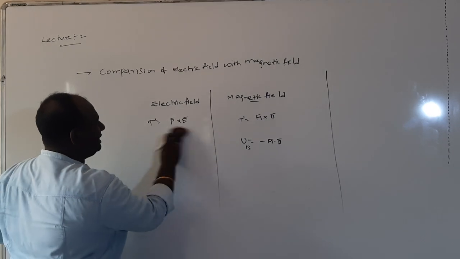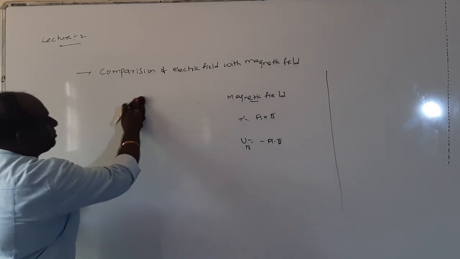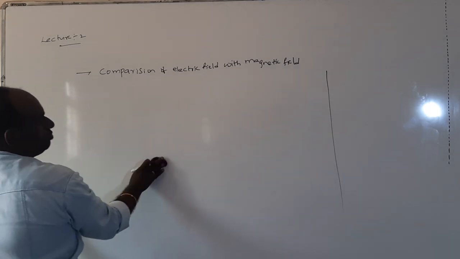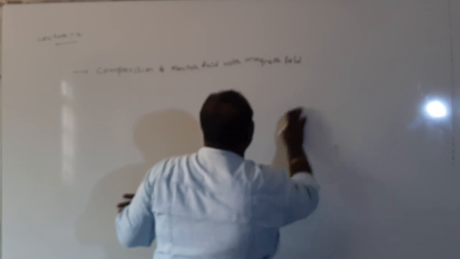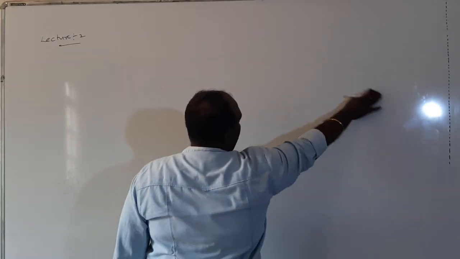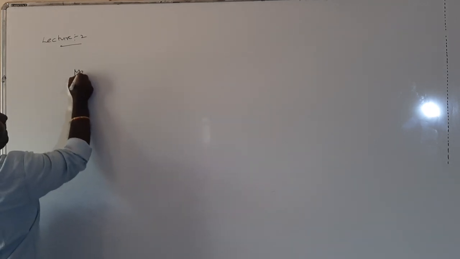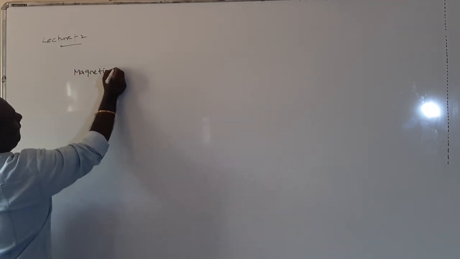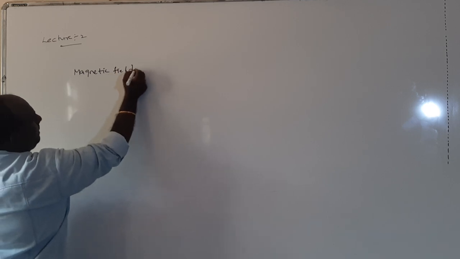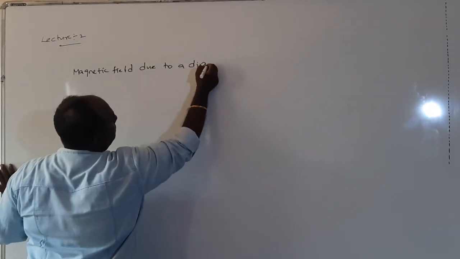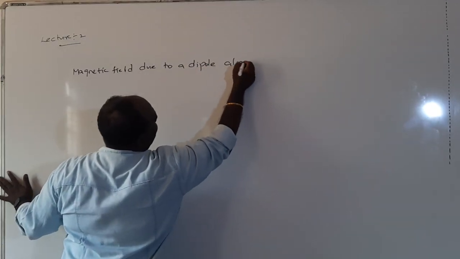Now we are going to discuss magnetic field due to a bar magnet along the axial line. This is the expression we are going to derive. Same as electric field due to a dipole, it is the same analog. Magnetic field due to a bar magnet along the axial line. Magnetic field due to a dipole along the axial line.